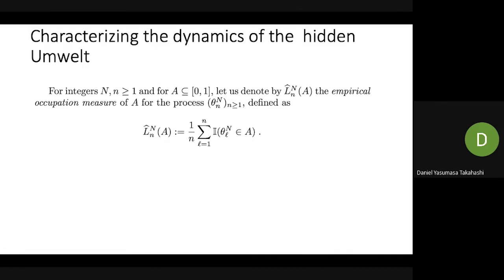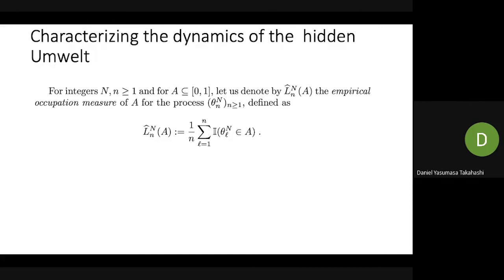And as I said, the key to understand animal behavior is to try to understand what's going on in the hidden world, the part that we don't observe. So one thing that we want to understand, for example, is how frequently a certain parameter is chosen. That's the idea. One way to quantify this is to define this L_n(a), which is just the counting, the number of times that the parameter stays with that value. So essentially what is written here is exactly what I just said.